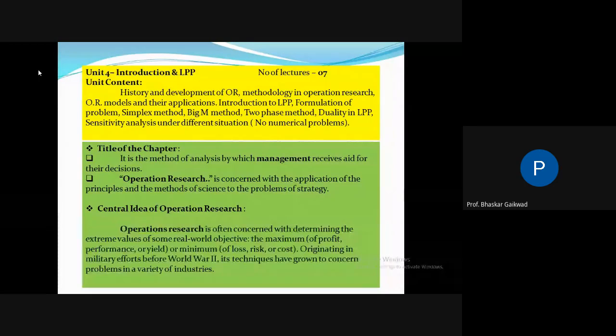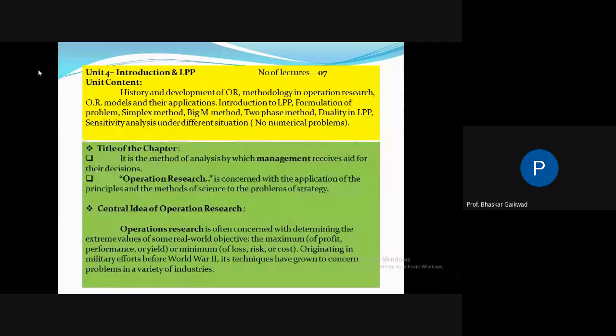OR is the analytical method to solve problems in industry, and it is needed to take decisions to solve problems in industry based upon mathematical analysis. Now, the next thing is the history and development of OR. Already we have gone through the objective questions.